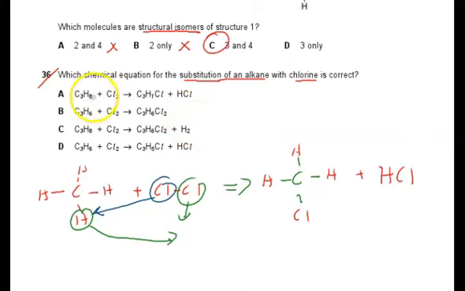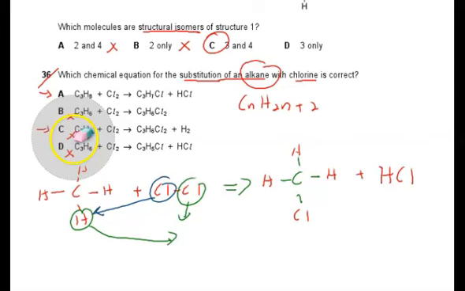So the best answer here will be, this is an alkane, so you have to follow the formula CnH2n+2. So this is definitely wrong. So your answer will be either A or C. And since in A, we have an additional product of this, yes, this is your answer. Okay, now we move to the next question.